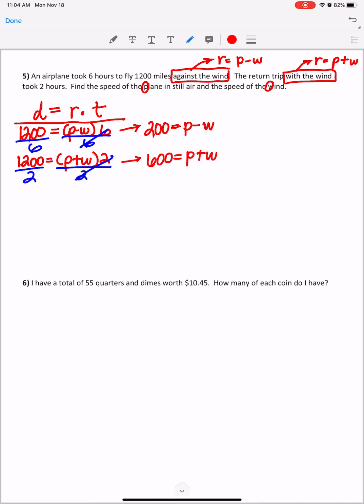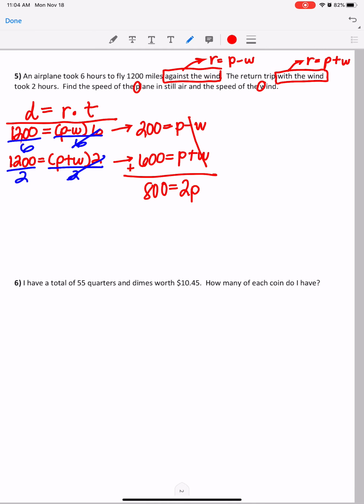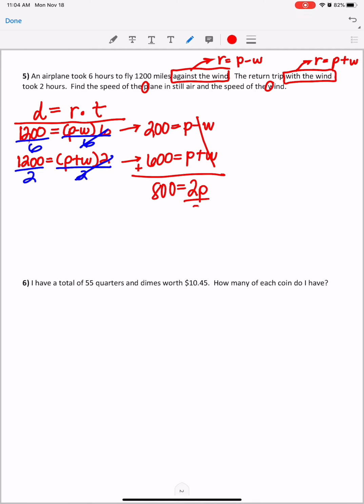We are doing it this way because now my W's will cancel. You've got a negative W and a positive one. So those cancel, and we're going to add what is left now. So 200 plus 600 is 800 equals P plus P is 2P. Divide both sides by 2. And my plane speed is 400.